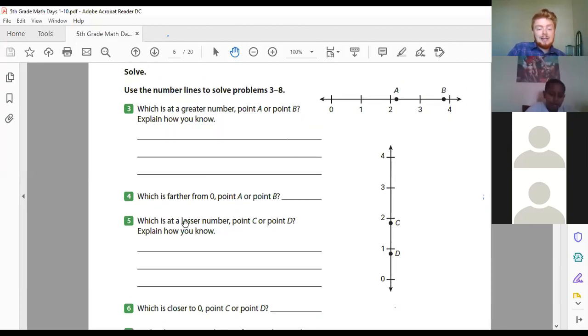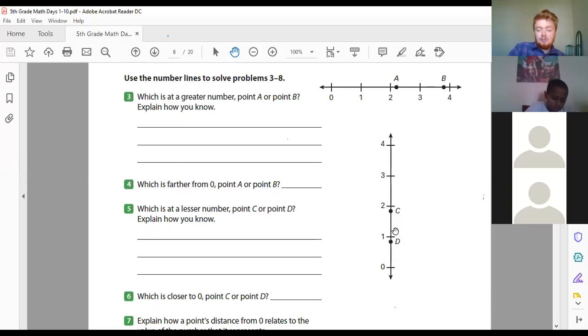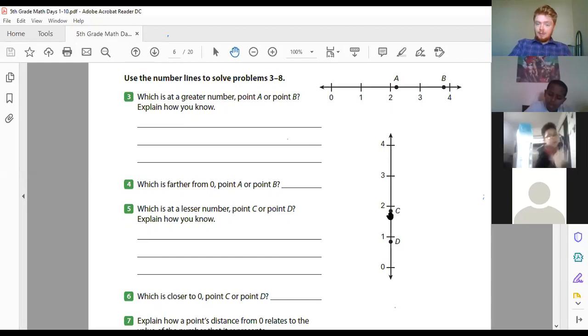All right, which is at a lesser number, C or D? Explain how you know. So D and C are right here. Which one is the lesser number? So which one's the smaller number? Portia, good job. D is correct. Good job, everybody. It's between 0 and 1, so it's probably like 0.8, 0.9. And then this is about 1.8 or 1.9. So D is smaller, okay?